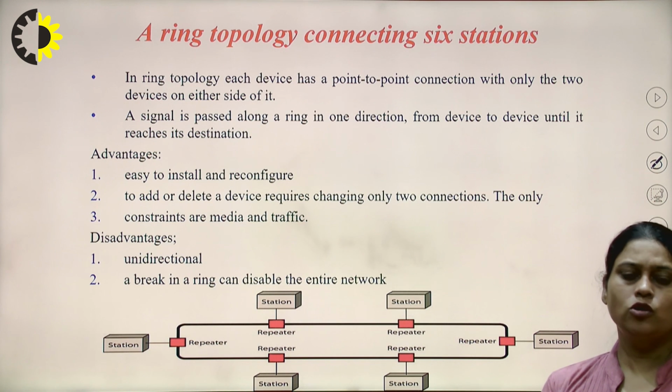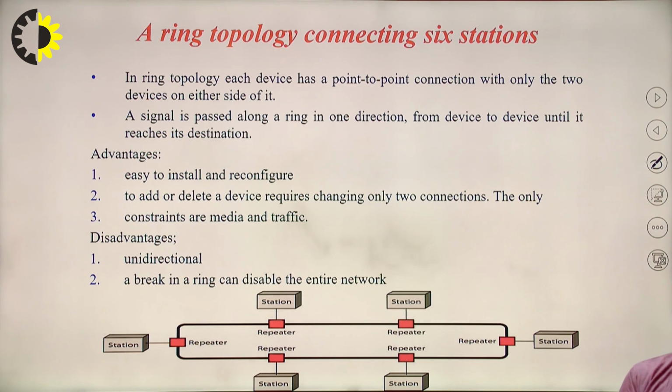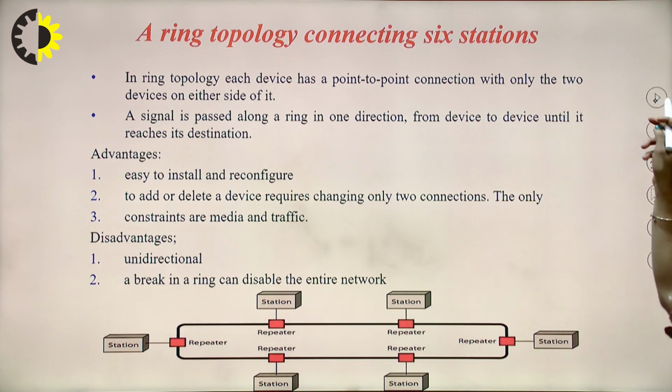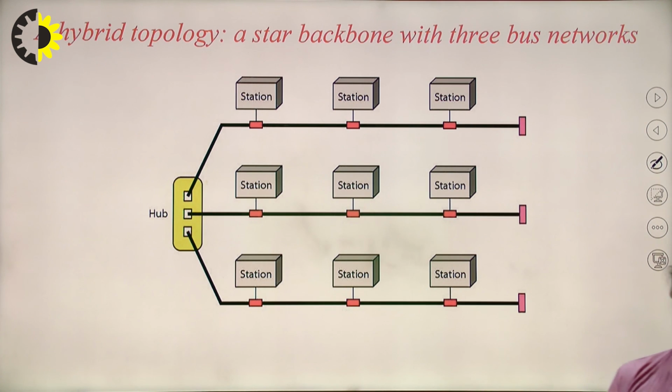Suppose I want to send data to my predecessor, that I can't do; the data is transmitted to the successor nodes only. And the second disadvantage is that if, due to any reason, your ring breaks, the ring can disable the entire network. So that is the disadvantage of the ring topology.